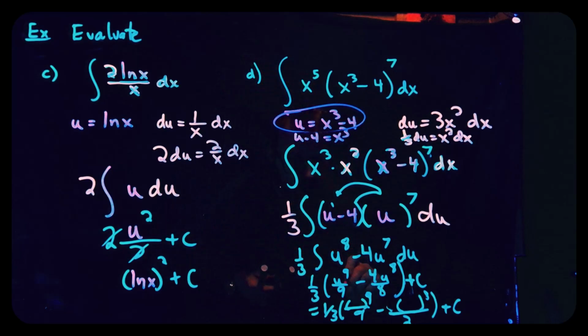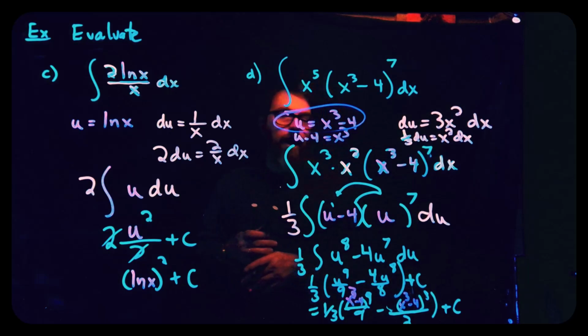So I have x cubed minus 4 here, and also x cubed minus 4 here. Of course, you can distribute this 1/3, so this turned into a 27, this will turn into a 6, and that would be it.